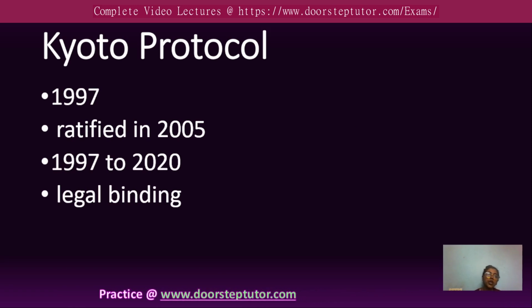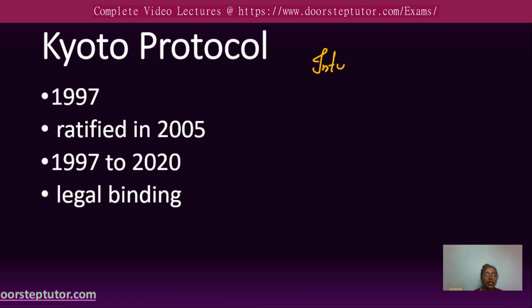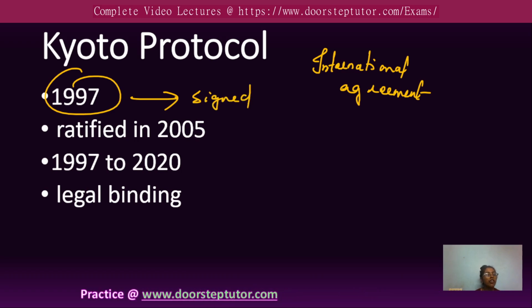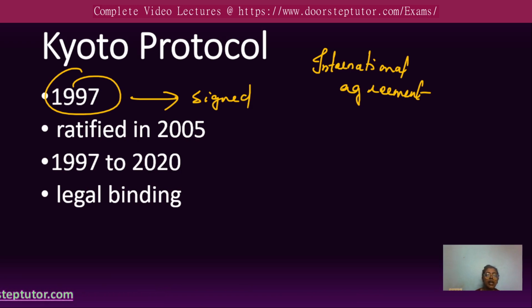So when it comes to the Kyoto Protocol, we could find that this is an international agreement. Okay, so this is an international agreement. And why was this agreement signed? This agreement was signed by various nations across the world, and it was signed in 1997. It was signed in 1997, but unfortunately it was not ratified in 1997. It was ratified only in 2005. So that means there existed a kind of delay, and this delay occurred due to various reasons.